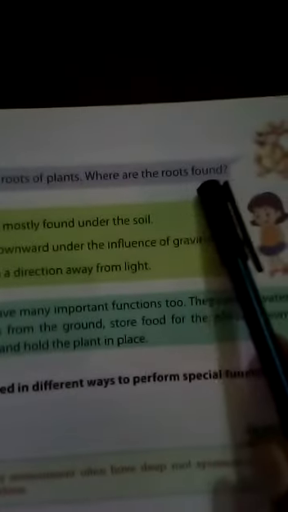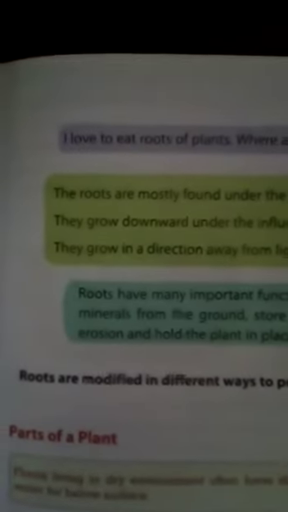Then the rabbit is saying, I love to eat roots of plants. Where are the roots found? The roots are mostly found under the soil. This is a very important line. Where are the roots found? Under the soil. They grow downward under the influence of gravity. They grow in a direction away from light, which means against light.